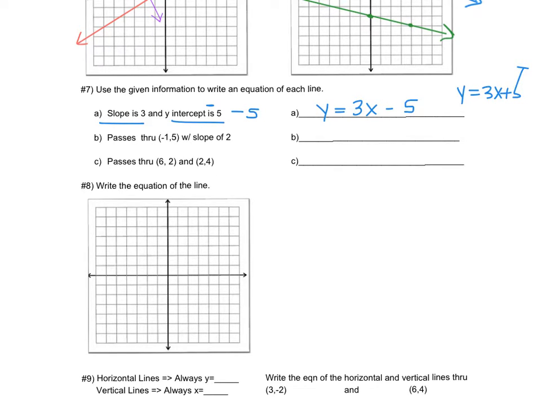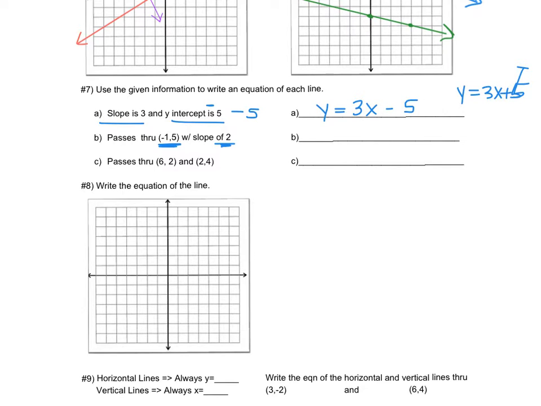Sorry, my ruler gets in the way sometimes. So y equals 3x plus 5 if it's positive, minus 5 if it's negative, okay? What if they say it passes through this point and has a slope of 2? Which form do you think we're going to put that in? Point slope, right? You have a point and you have a slope.